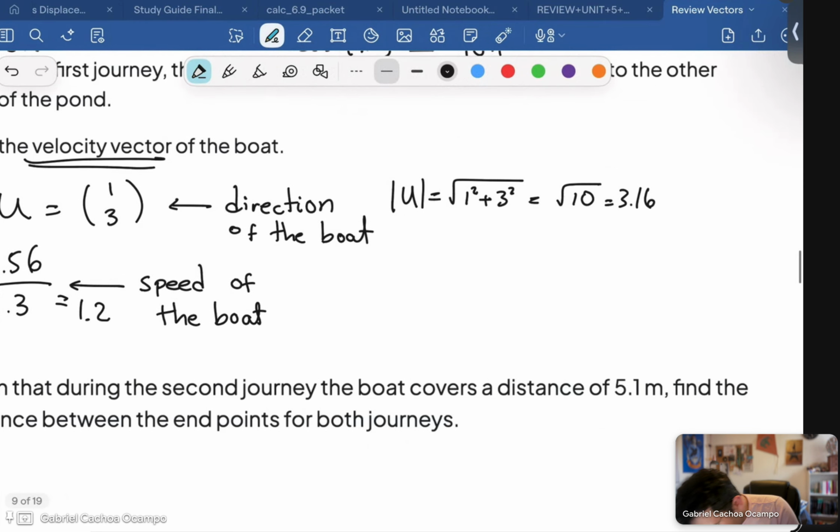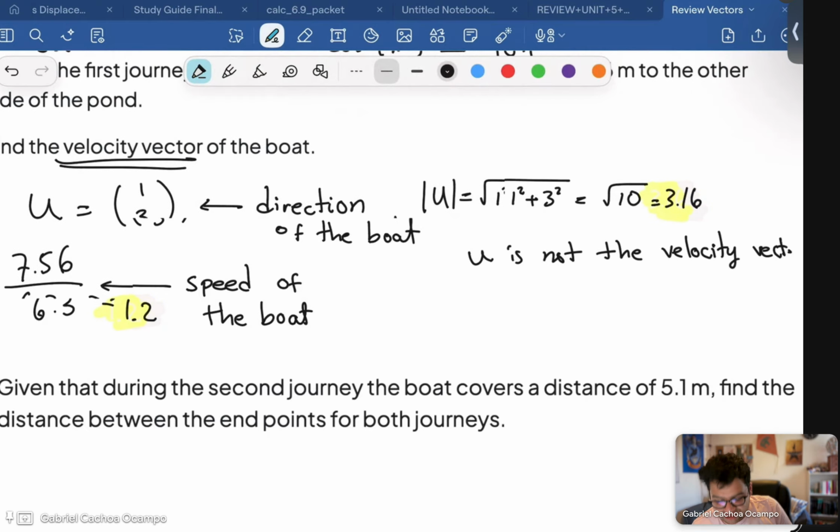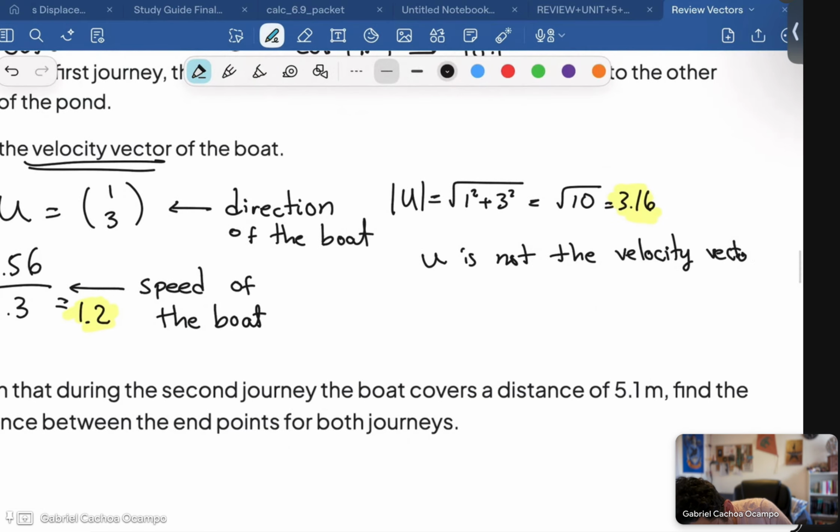So u is not the vector. What I want to conclude from this is that, because these two numbers are not the same, u is not the velocity vector.